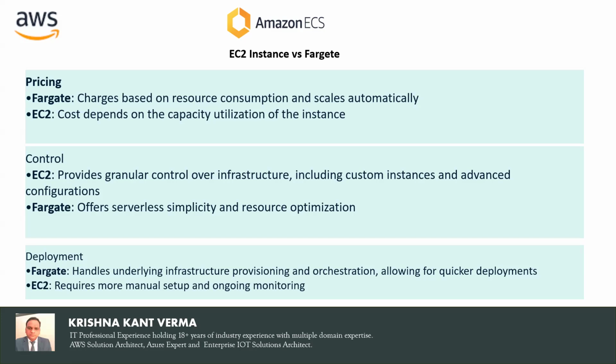Control: EC2 provides granular control over infrastructure, including custom instances and advanced configurations. If we are launching our container with the EC2 launch type, then we can have granular control over the underlying resources. We can SSH to the instances itself. If it is a Windows instance, we can RDP, remote desktop, to the instances. And we have complete control on that.